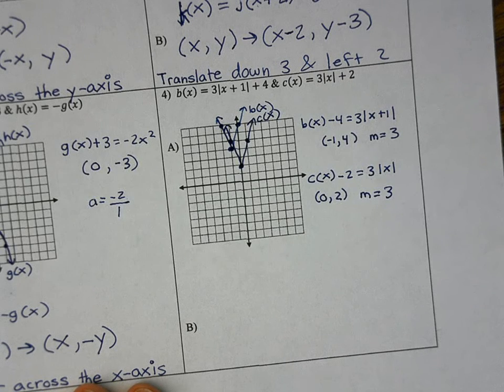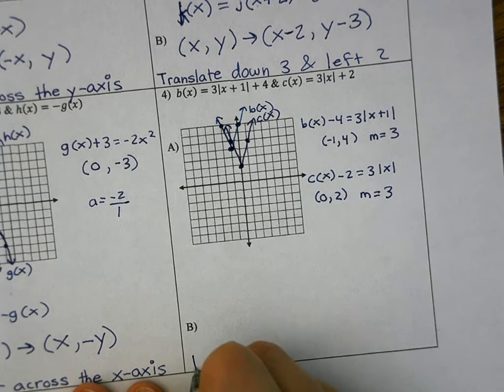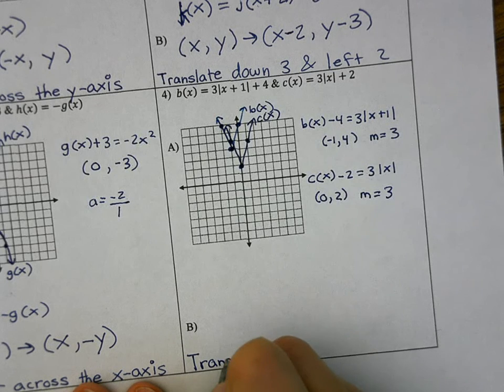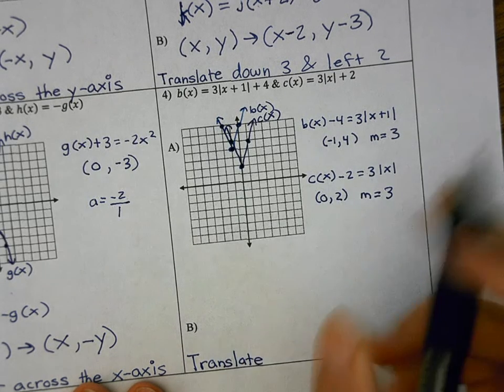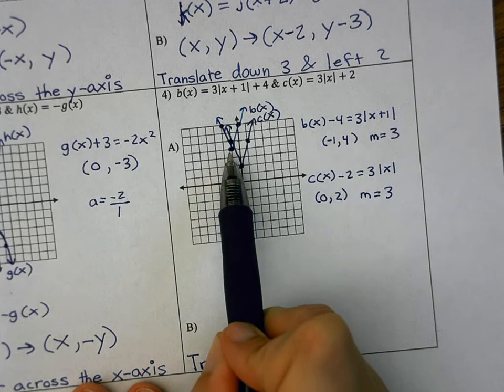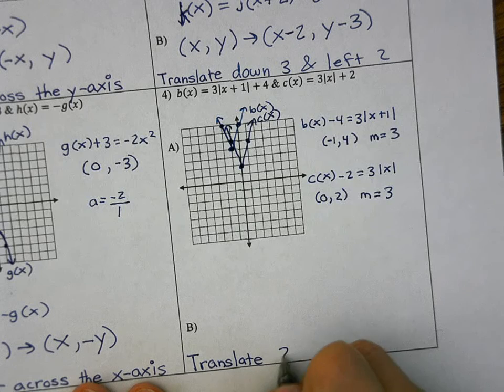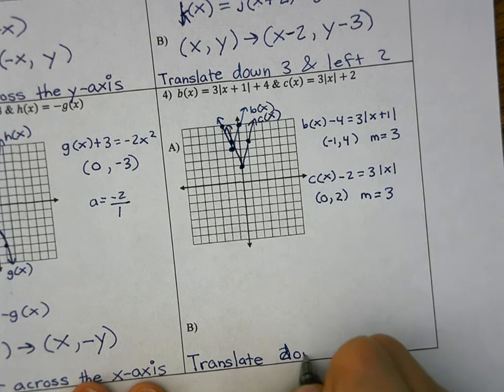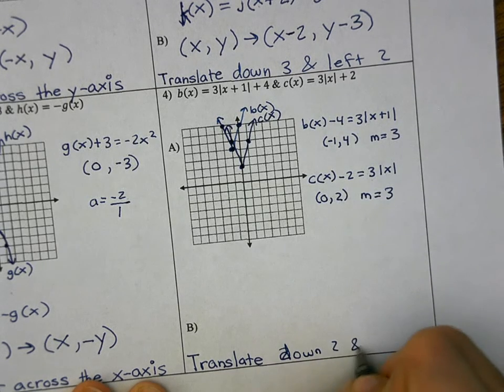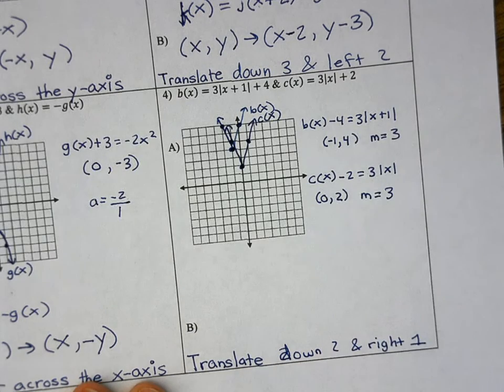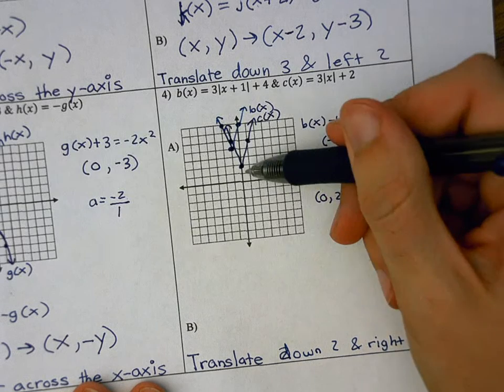Okay, describing this, well, what just happened? So translate, because that did not flip, that's not a reflection. Starting from b of x going to c of x, b of x went down 2 and right 1, to get from my vertex of b of x to my vertex of c of x.